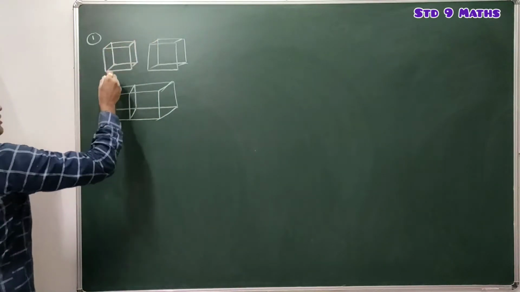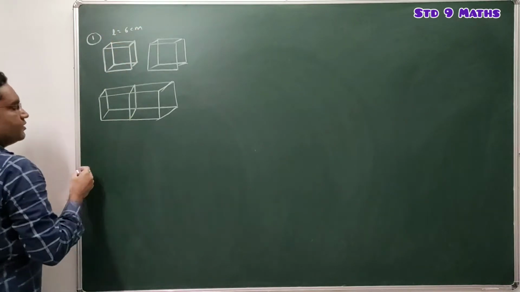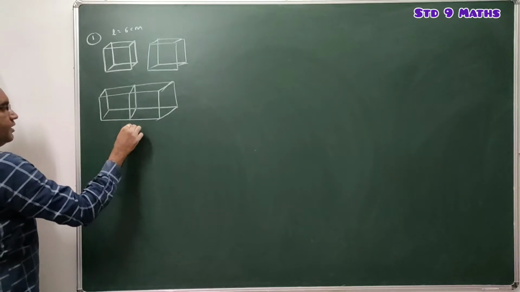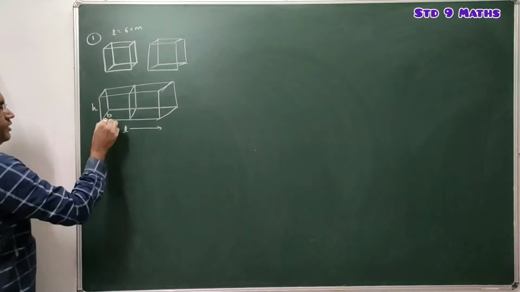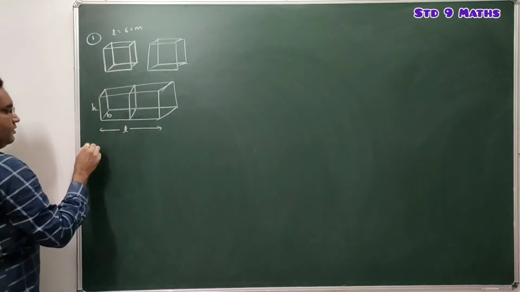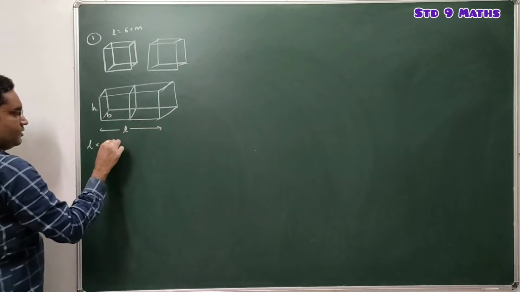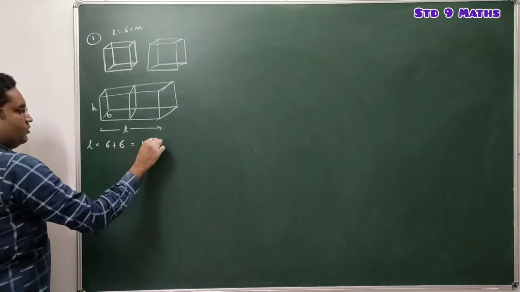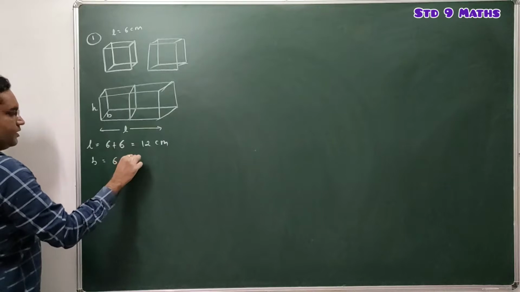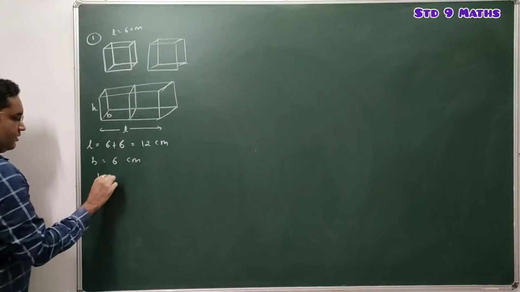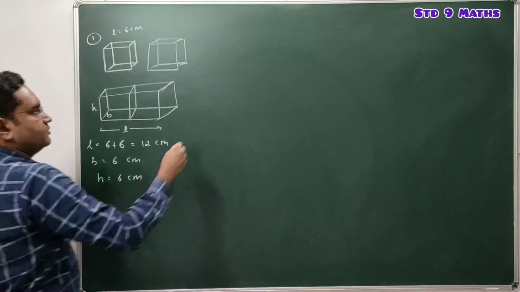So here two cubes are joined. Length of each side of the cube is 6 cm. For this resultant cuboid, this is the length, this will be the breadth, and this will be the height. Each side of this cube is 6 cm. So for this cuboid, the length is nothing but 6 plus 6, that is equal to 12 cm. Breadth B is equal to 6 cm, and height H is equal to 6 cm.